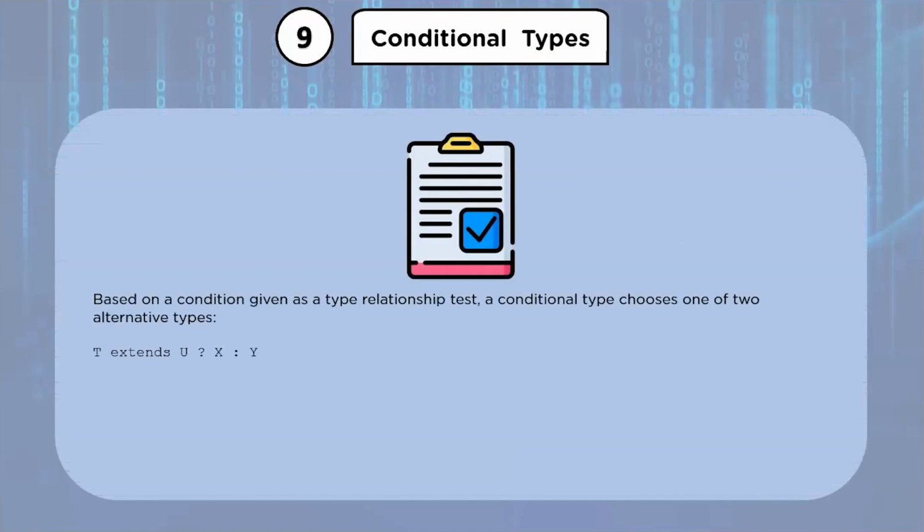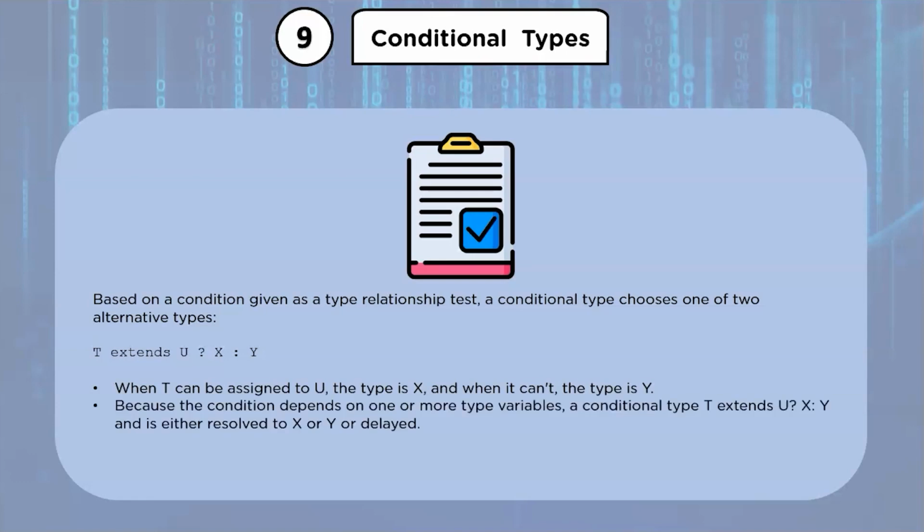Based on the condition given as a type relationship test, a conditional type chooses one of two alternative types. When T can be assigned to U, the type is X, and when it can't, the type is Y. Because the condition depends on one or more type variables, a conditional type T extends U ? X : Y is either resolved to X or Y, or deferred.